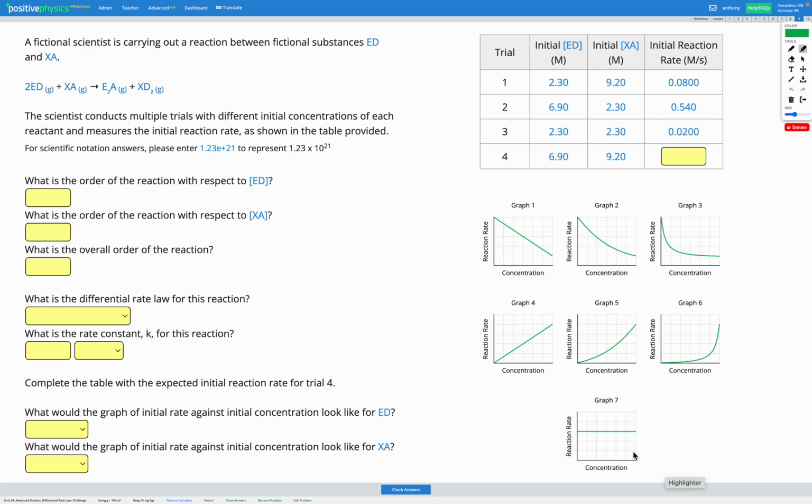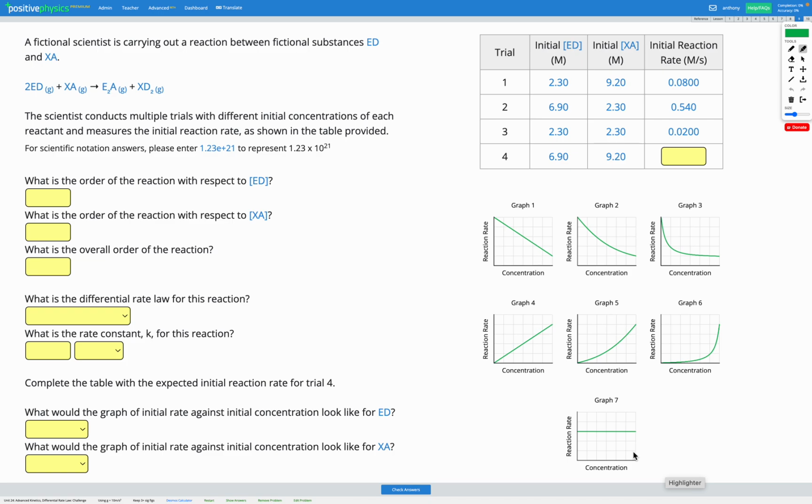In these challenge questions, we're bringing together everything from the skills so far in this unit. So you want to make sure you're really confident on those previous skills before attempting this one. In this question, we're given some trials for different initial concentrations of each reactant and told the initial reaction rate. Based on that, we're going to figure out the order of the reaction with respect to each reactant.